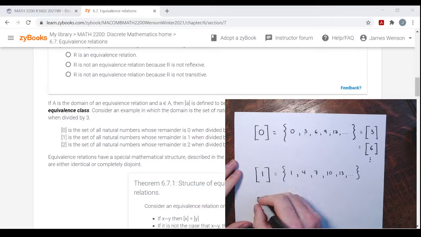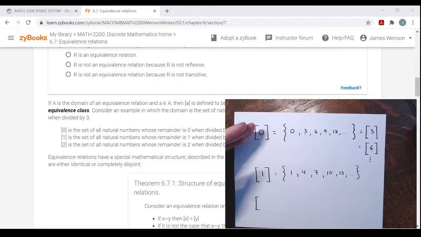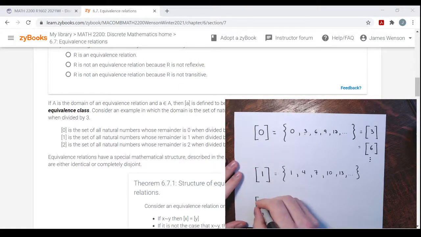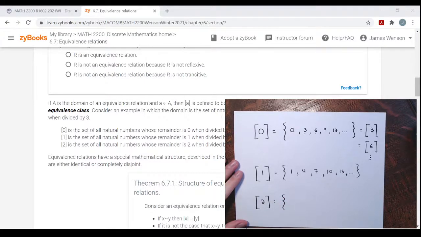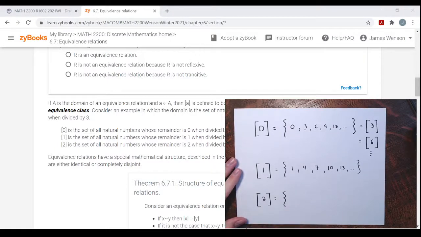Alright, and then finally here, the only other remainder you can get when you divide by 3 is 2. You can get remainders of 0, 1, or 2. So then the equivalence class for 2 is the set of all the elements that are equivalent to 2 or related to 2 in this relation. So the elements that have a remainder of 2 when you divide by 3. So 2 is in there. And then I just keep adding 3, really. 5 would have a remainder of 2 when you divide by 3. 8, 11, 14, 17, etc.